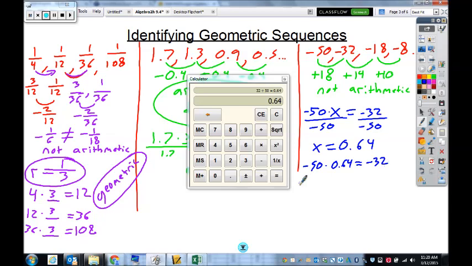Well, that means negative 32 times 0.64 should equal negative 18 if it's geometric. Let's see if that works. So I have 32 times 0.64 equals, well, I get 20.48, which is not a negative 18. So it's not geometric. So this one would be neither.